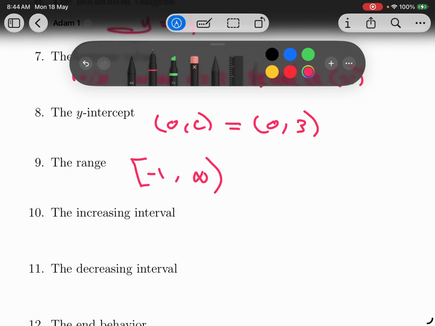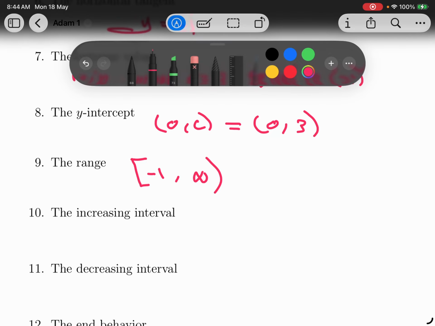So let me break this down. It means that whatever number you plug in this function, the output will be something in this interval from -1 to infinity. So there is no way to plug in a number in this function and end up with -5, because -5 is not in this interval. This is the meaning of the range, okay?